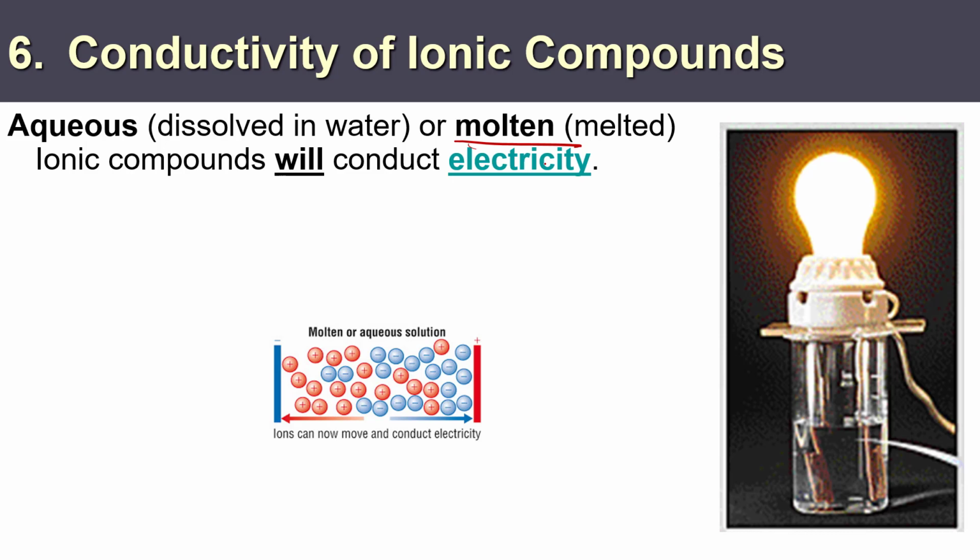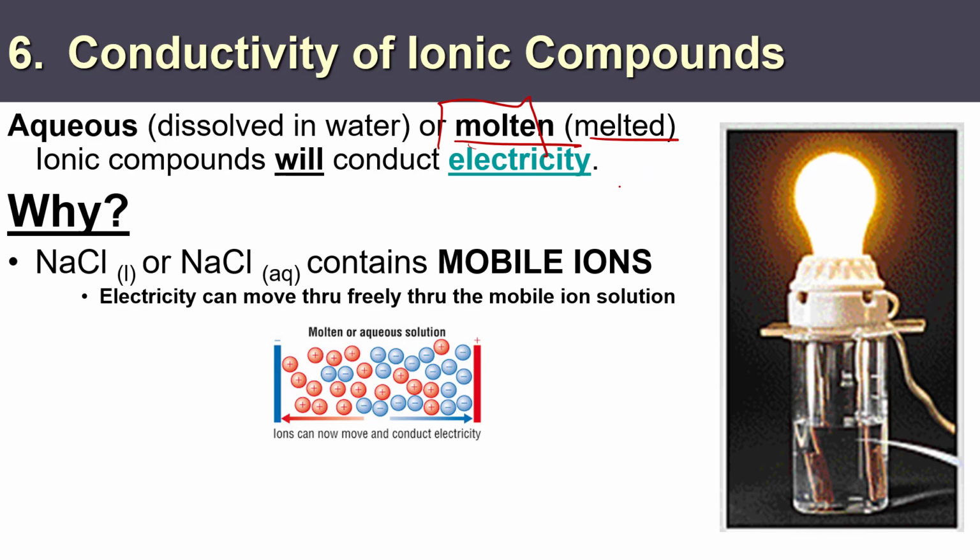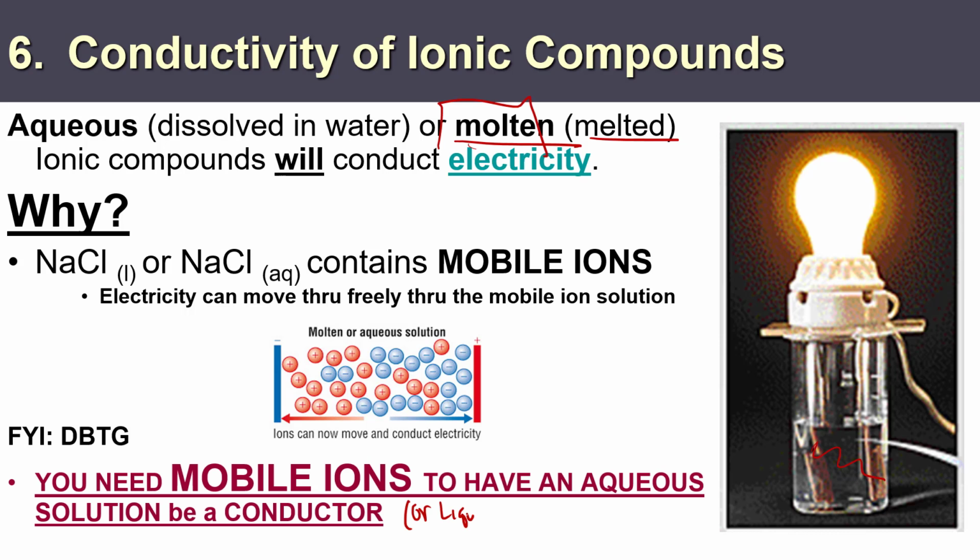So when you have an aqueous ionic solution or a molten ionic solution, now in the liquid state, your ionic compounds will conduct electricity. And it is all about the fact that they will contain mobile ions. Electricity now has the ability, with that mobile medium that it's in, to move freely through the solution. So please do not be that guy. Ionic solids do not conduct electricity, but they will when dissolved, and they will when they are melted.